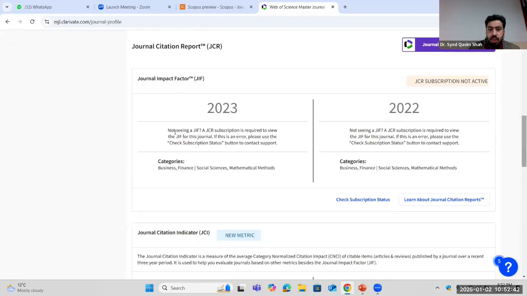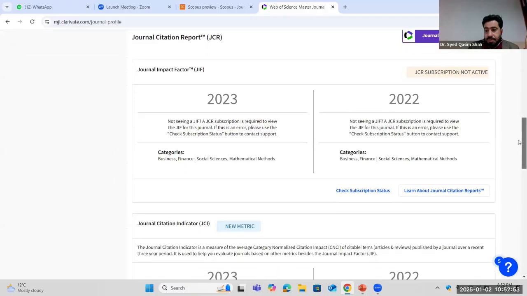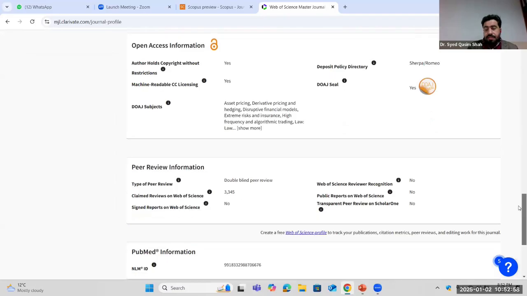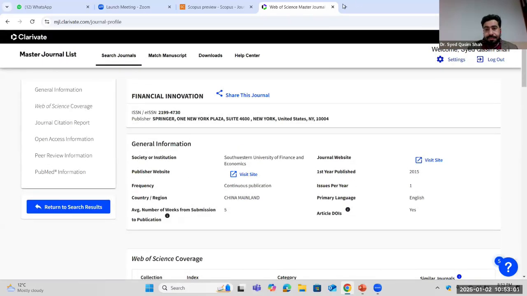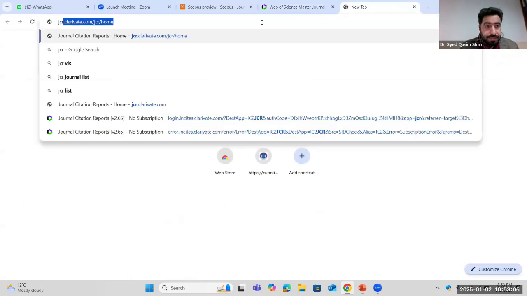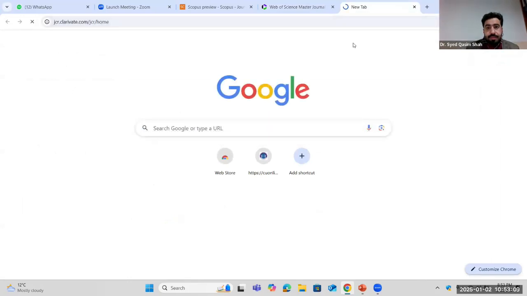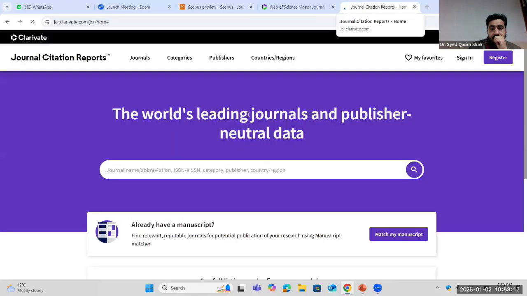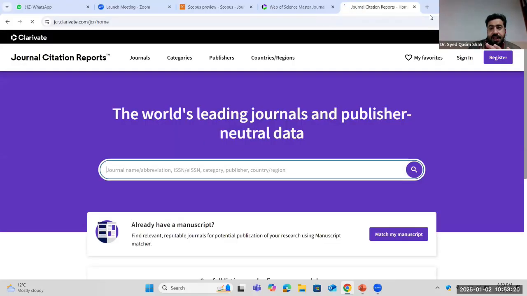You see the information. Usually on Web of Science, in order to see all this, we need to have a subscription. Sorry, you need to buy the subscription. So all the information is over there. And then lastly, JCR. Okay, now this is the JCR citation report.